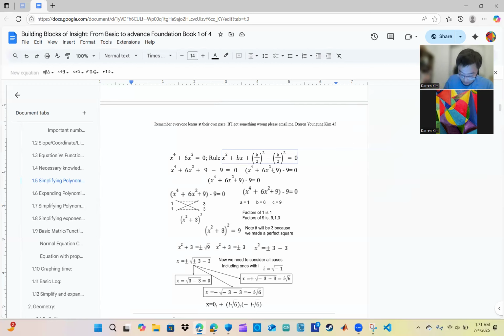So if x^4 plus 6x squared equals 0, and you say x, what's happening here? What the hell happened? Okay, I don't know what happened. I'm just going to redo it again. x^4 plus 6x squared equals 0.